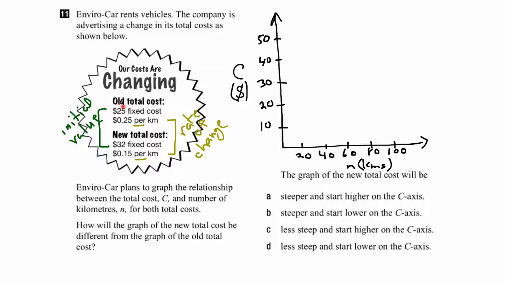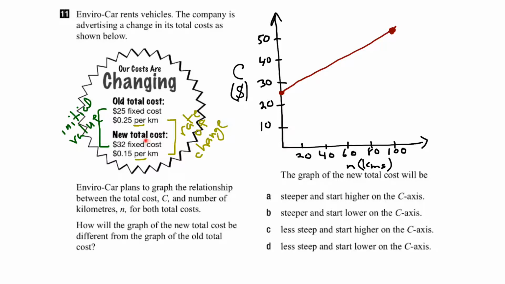Okay, let's start with the old total cost. We begin with a $25 fixed cost. Let me start with red, and we'll put that initial value right there. Now let's say that we drove for 100 kilometers. So if it was 25 cents per kilometer, 25 cents times 100 would give us a cost of $25 for the kilometers. And then the total cost would be the $25 fixed cost plus the $25 kilometer cost, which means the cost after 100 kilometers would be $50. And then let's draw a line between these 2 points.